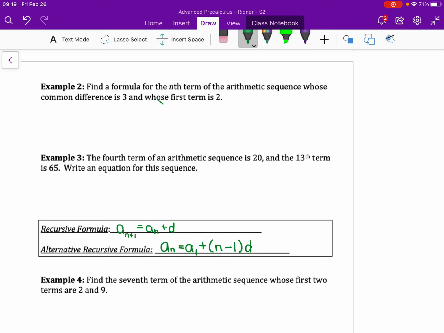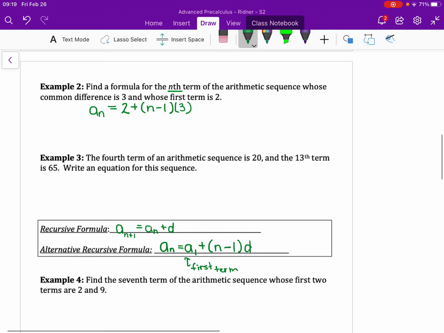Find the formula for the nth term of the arithmetic sequence whose common difference is 3 and first term is 2. So nth term means just find the formula. Just tell me the formula where I would plug in 1, 2, 3, and so forth. So a sub n equals the first term plus n minus 1 times d. D is the common difference.